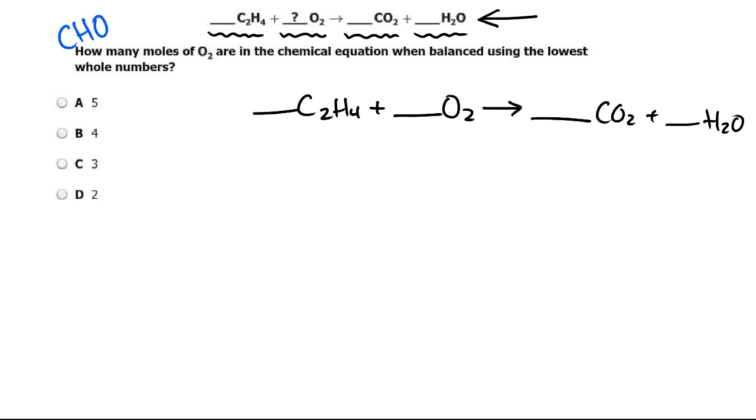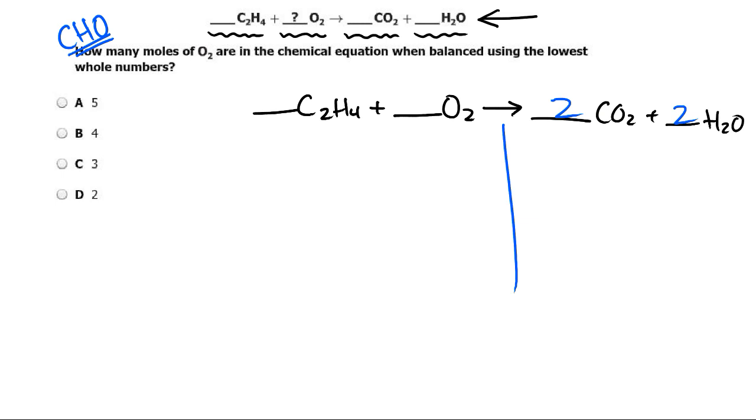The CHO rule says balance your carbons first, then your hydrogens, and then your oxygens. So there are 2 carbons on the left. I want 2 carbons on the right. Carbons are happy, move to the next letter, which is hydrogen. There are 4 hydrogens on the left. I want 4 hydrogens on the right.